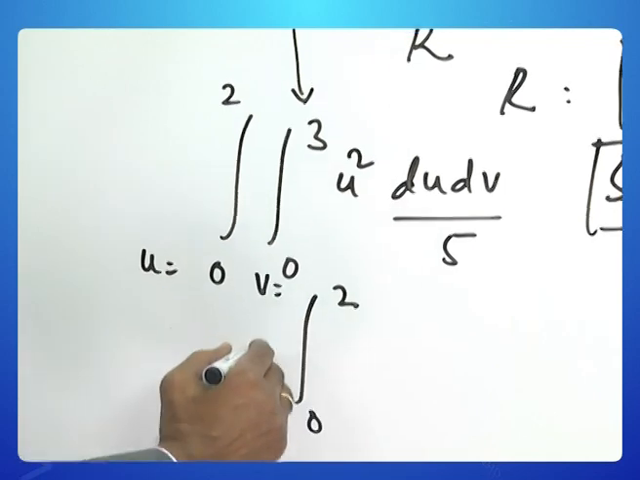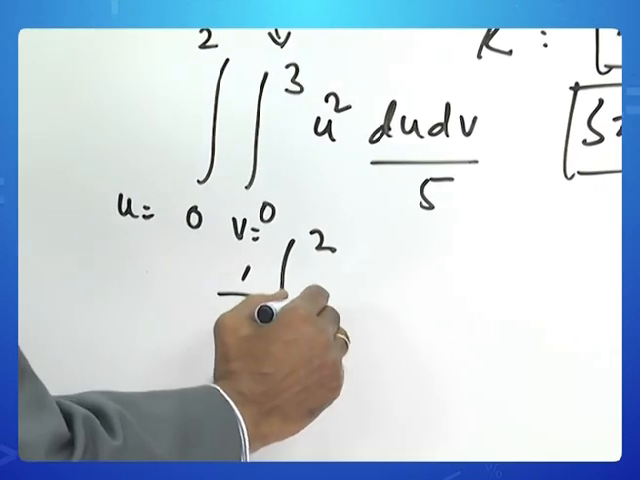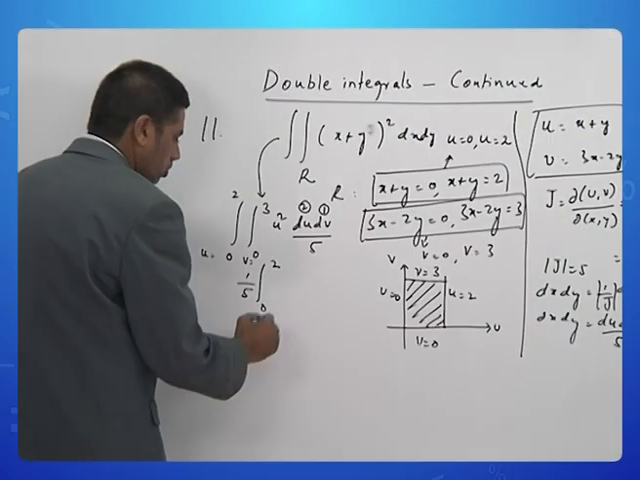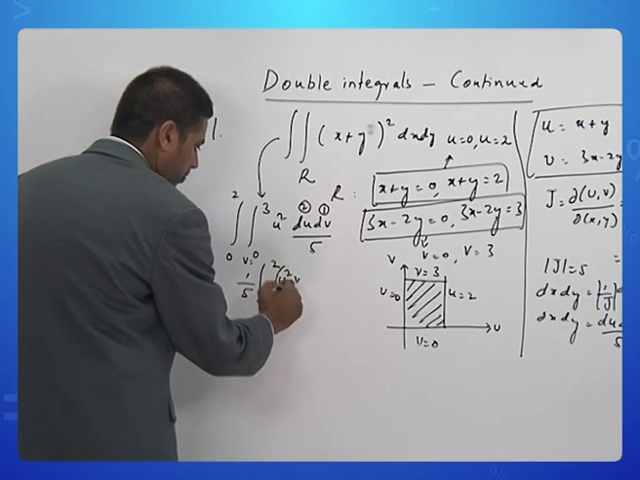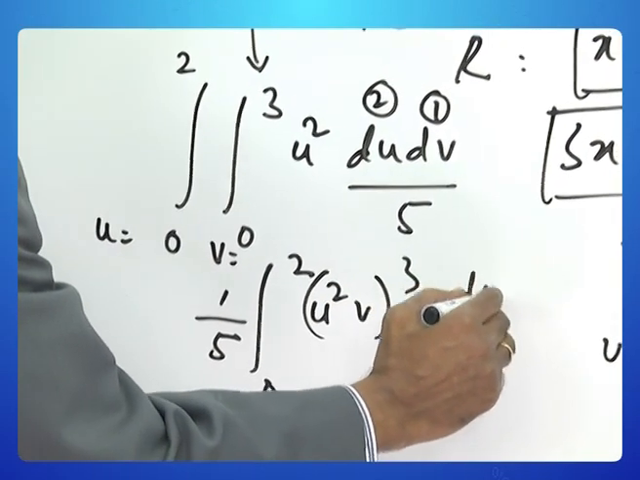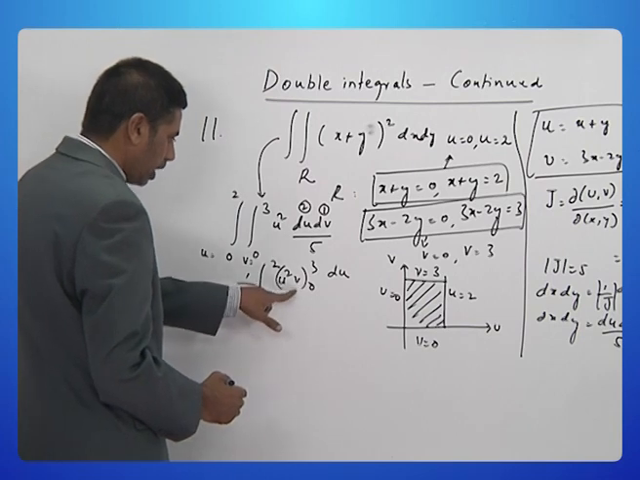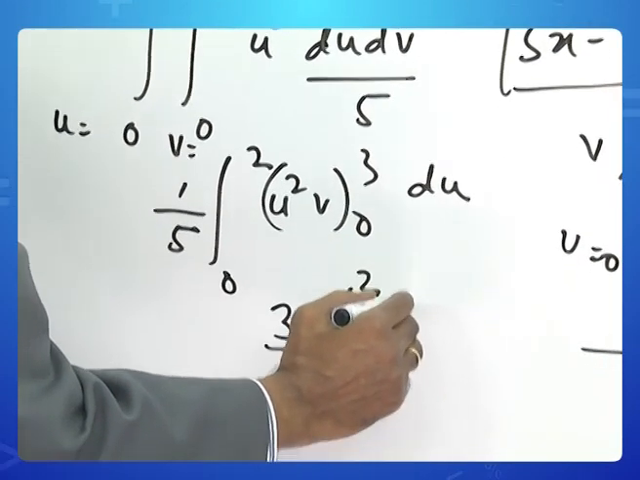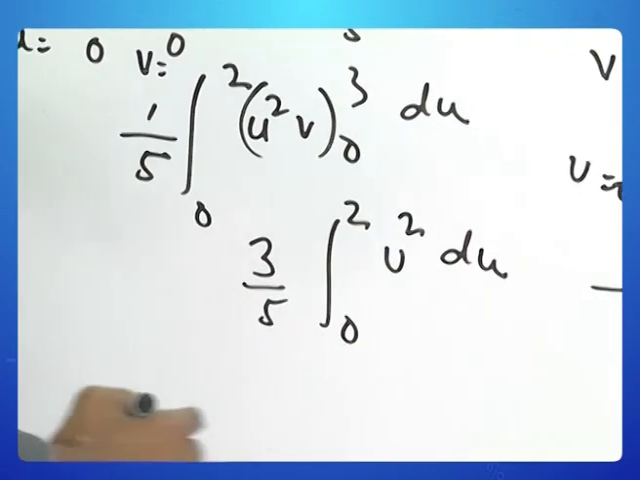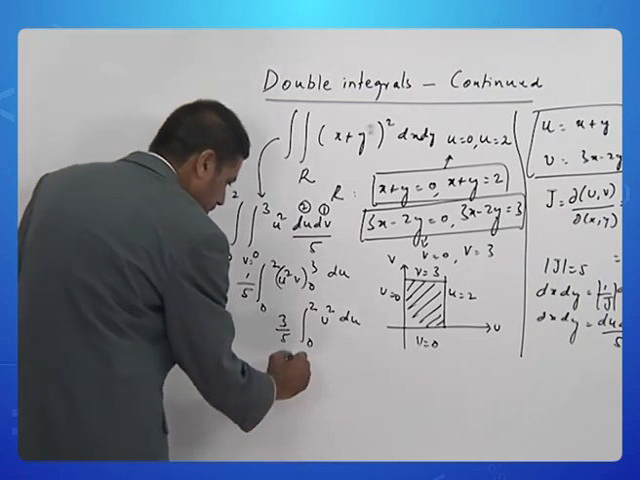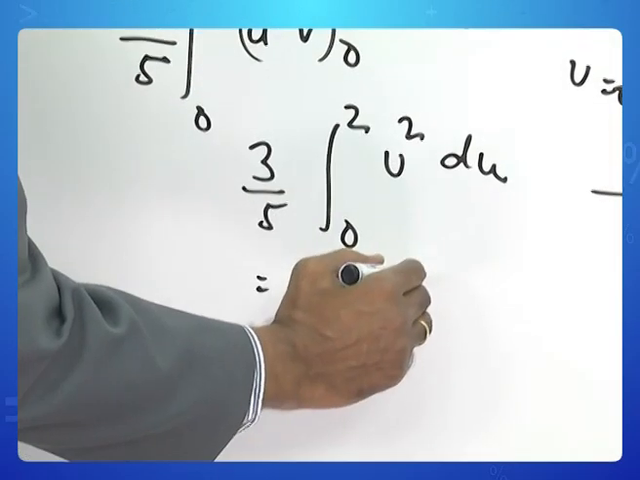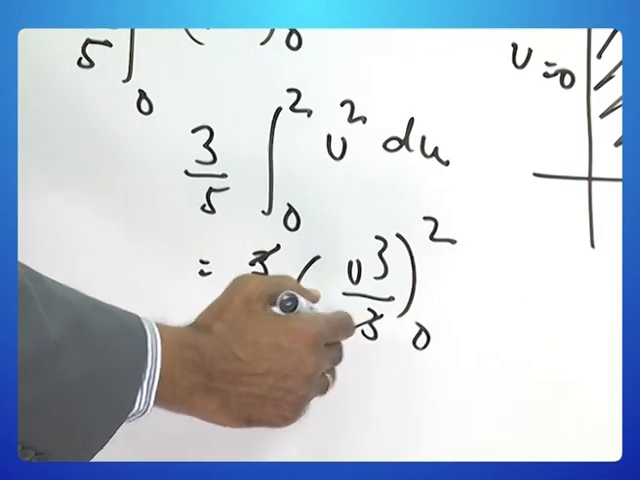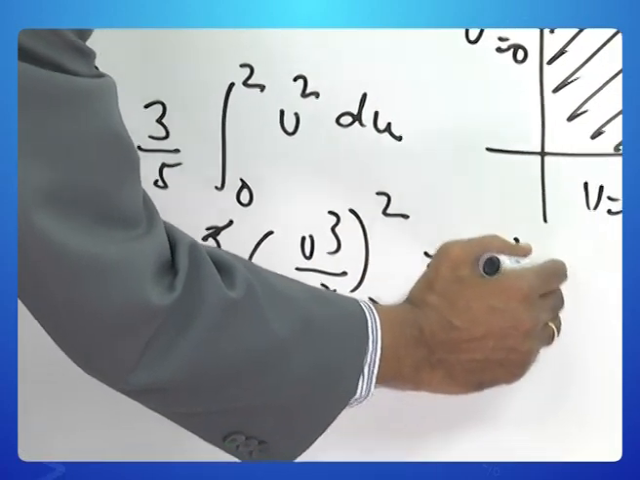We keep 1 by 5 outside. First integration with respect to v, then with respect to u. So you will have u square v from 0 to 3 du. Substitute v equal to 3 and you will have 3 by 5 integral 0 to 2 u square du. So this becomes 3 by 5 into u cube by 3 from 0 to 2. So the output will be 8 by 5.